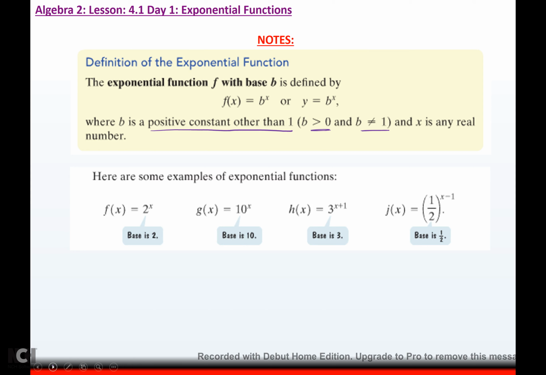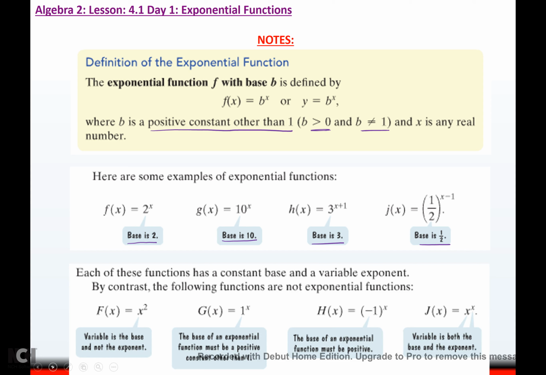So, some examples of some exponential functions. F of x equals 2 to the x, the base would be 2. 10 to the x, the base is 10. 3 to the x plus 1, the base would be 3. 1/2 to the x minus 1, the base would be 1/2. Each of these functions has a constant base and a variable exponent.